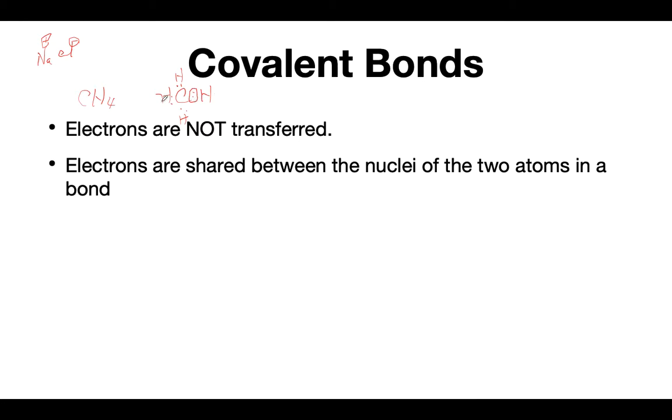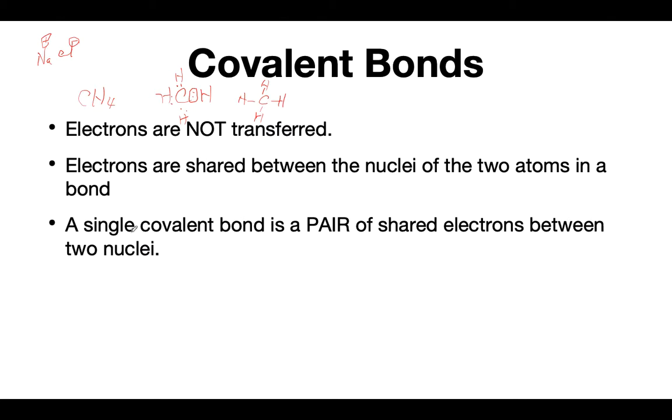So in this case, we can draw, instead of using the 2 dots, that's a Lewis model, we can draw using 1 line to stand for 1 pair of electrons. So we can draw the structure, and you probably have seen this a lot already. One line indicates one pair of electrons. So a single covalent bond is a pair of shared electrons between two nuclei. So this will be the single covalent bond, a pair of shared electrons.